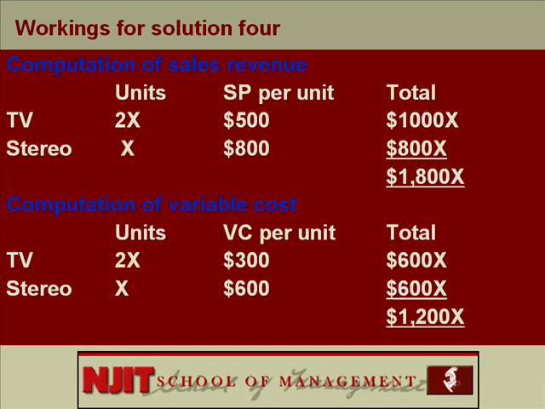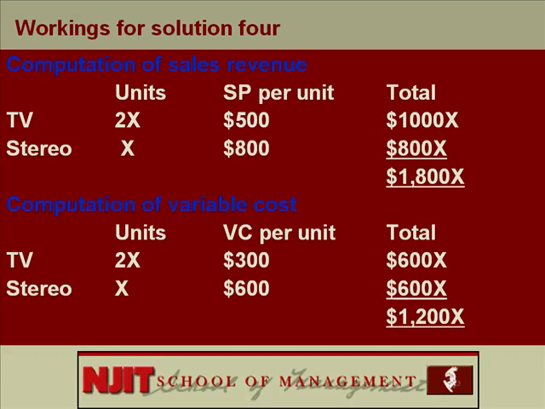If you sell 2X TV, the selling price per unit is 500. So the total sales for TV is 1000X. If you sell X stereo at 800, it's 800X. So the total revenue is 1800X for both. If you compute variable cost, 2X for TV, 2X at 300, 600X. For stereo, X units at 600, 600X. So the variable cost is 1200X, and you stick that in the equation, and you got your answer.